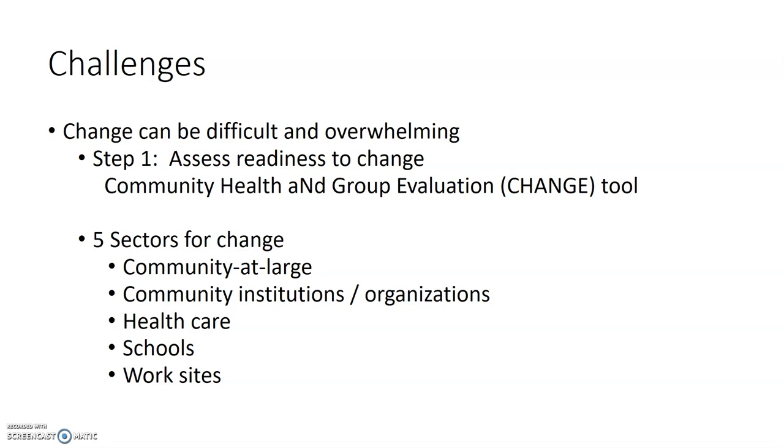Once data is gathered and analyzed, change of health-related behavior can be as difficult for a community as it is for the individual patient. The first step in any change is to assess the individual or group's readiness to change. The Community Health and Group Evaluation or Change tool is an online resource that can be used to focus assessment and concentrate change efforts in 5 sectors: the community at large, specific community institutions or organizations, healthcare, schools, and work sites. The text describes several examples of public health initiatives that can be implemented in a community.